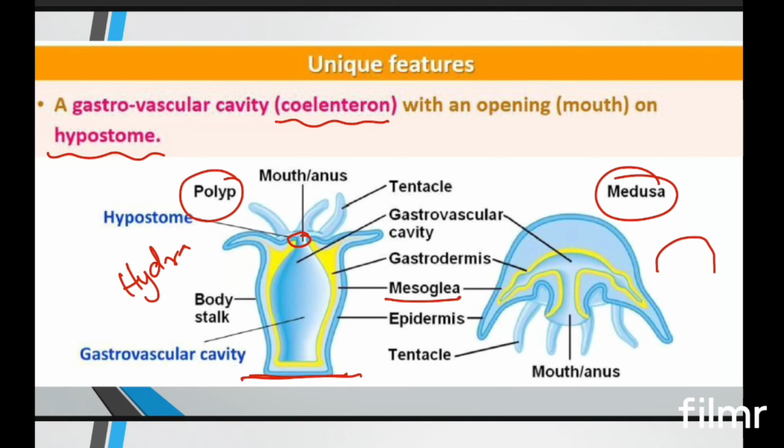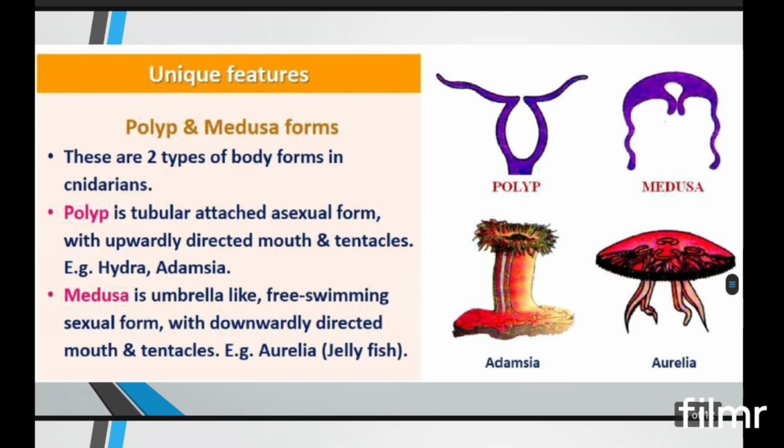If it is a medusa form, like the jellyfish you have seen, then you can see that the tentacles are projected downward, and the mouth and anus are only one opening, an incomplete digestive system, and it faces downward, which you can also see here. We have already explained the polyp and medusa forms. From the picture you will get a clear idea of what we mean by polyp. Adamsia, which we already discussed, the sea anemone, and the Hydra are all examples of polyp forms.